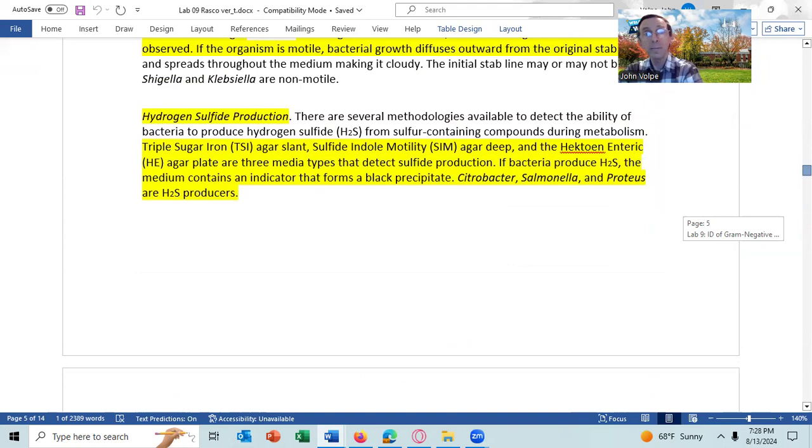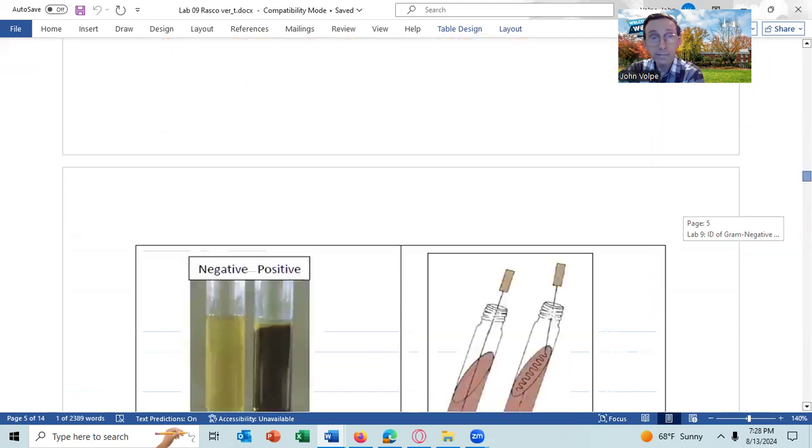Citrobacter, Salmonella, and Proteus produce hydrogen sulfide gas.